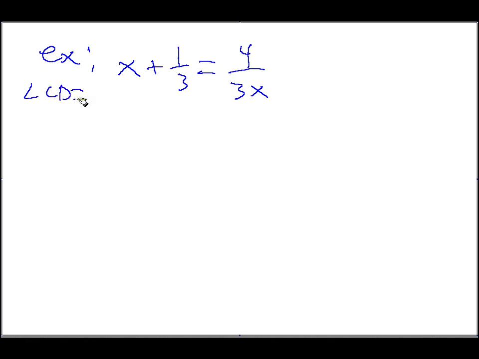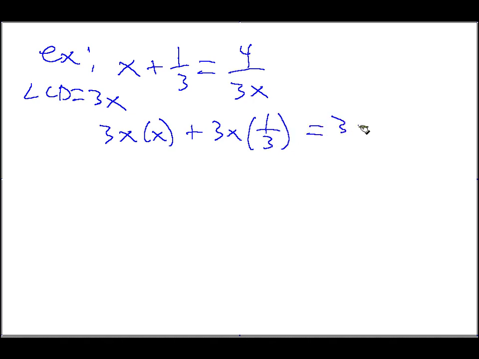Well, what's the LCD here? Hopefully we see it's going to be what? 3x. Can we see that? All right. So let's multiply all 3 terms by 3x. So 3x times x, all right, which is 3x squared, of course, plus 3x times 1/3 equal to 3x times 4 over 3x. Again, I'm multiplying the LCD to all 3 terms here, all 3 fractions here. Can we see that? All right.